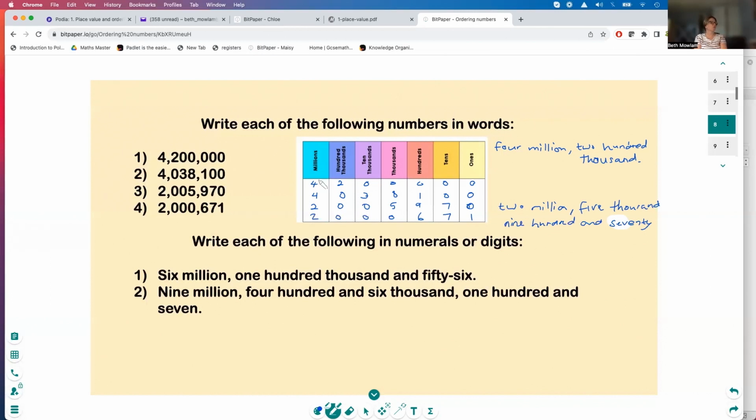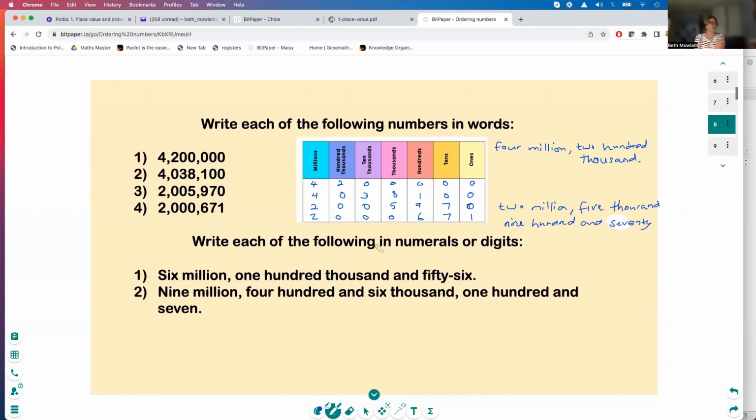So again, I've got 2 million. Don't have any of the other thousands, look. So no thousands at all. 671. So that would be 2,671. So hopefully those tables can help you put those numbers into words. If you can read them, you can write them because you write exactly what you read.